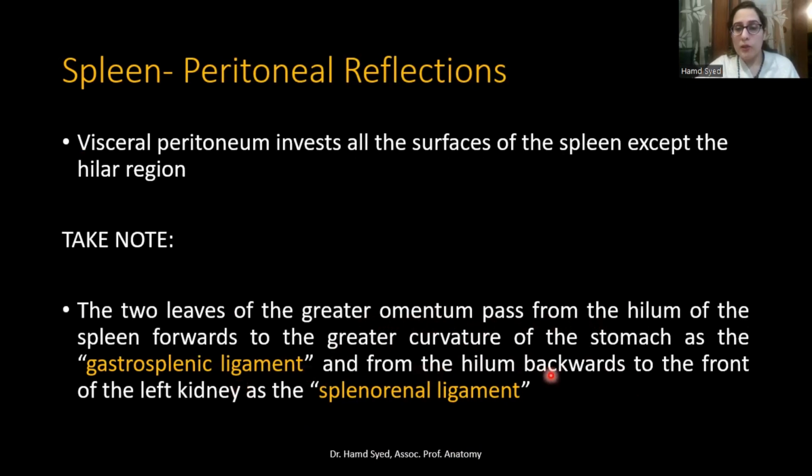And they also pass from the hilum backwards to the front of the left kidney as the splenorenal ligament. So these are the 2 ligaments which are attached to the hilar region of the spleen. One is the gastrosplenic ligament and the other is the splenorenal ligament.